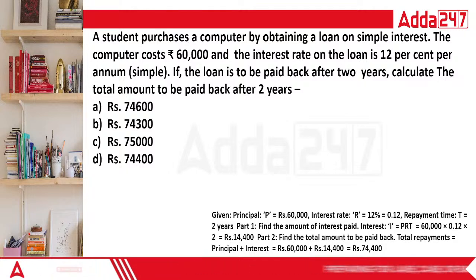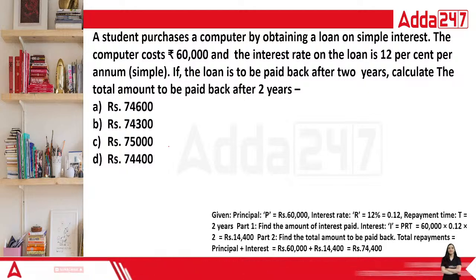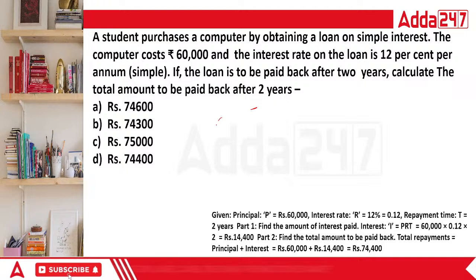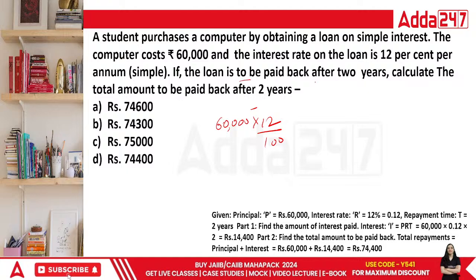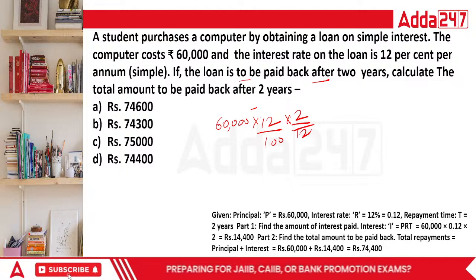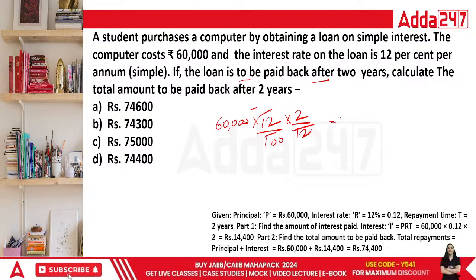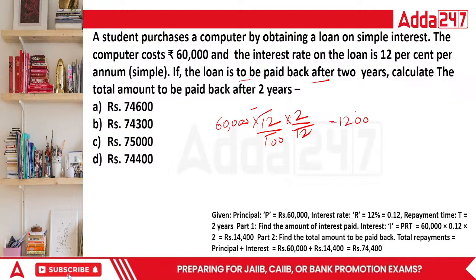A student purchased a computer by obtaining a loan. They took a loan for 60K. Everyone, so the loan is for 60,000. Interest is 12% per annum, and if the loan is to be paid back within 2 years, this is 2 divided by 12. Everyone, what's going to be the answer in this case?